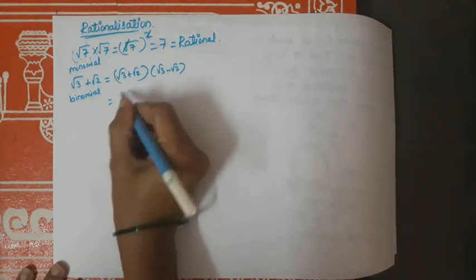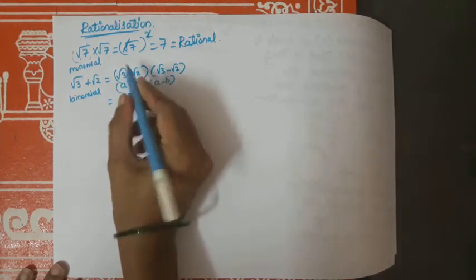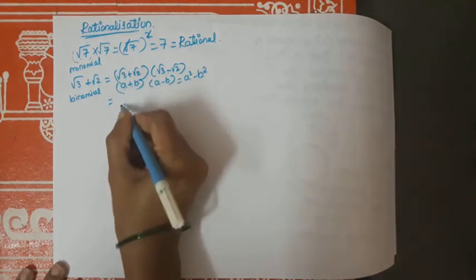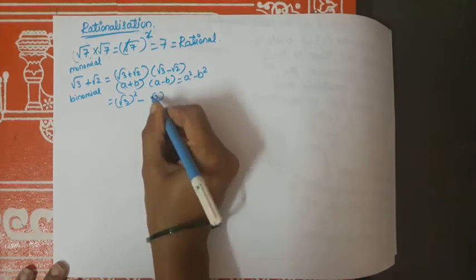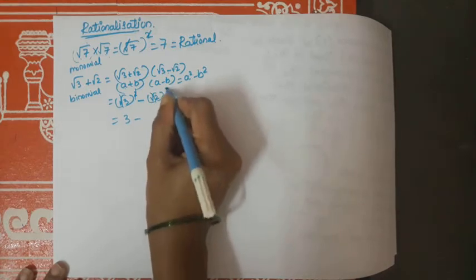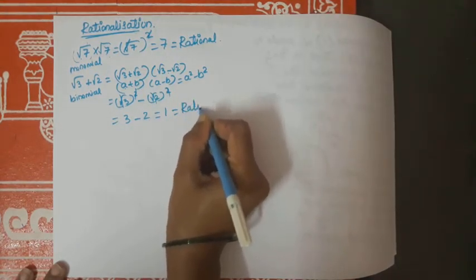Okay, so here we have (a plus b)(a minus b), nothing but a square minus b square. A square is root 3 whole square, minus b square is root 2 whole square. The square and the square root get cancelled, we get 3 minus 2, which is 1. Again we have a rational number.